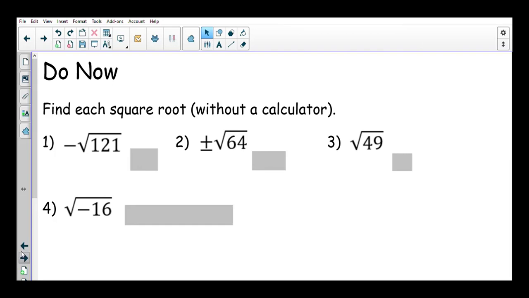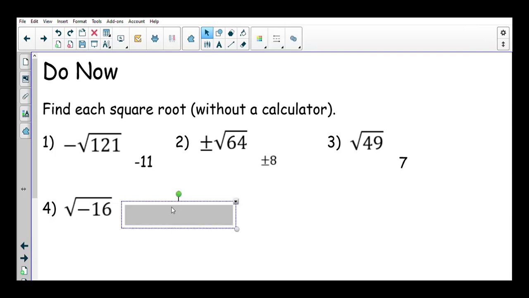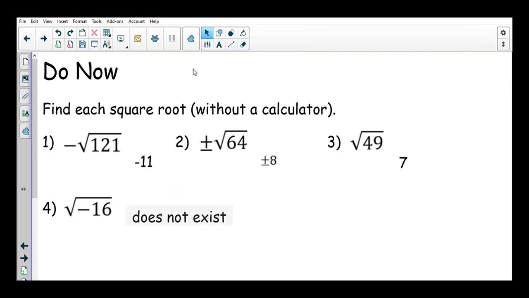All right, so if you want to find the square root of negative 121, hopefully you realize that that is negative 11. Plus or minus square root of 64 is plus or minus 8, not square root of 8. Square root of 49 is going to be 7. We actually saw that already. And then number 4, square root of negative 16, the big box probably gave it away. This is no real solution or does not exist. Again, if it were the square root of positive 16, you'd get 4, but not the square root of negative 16.